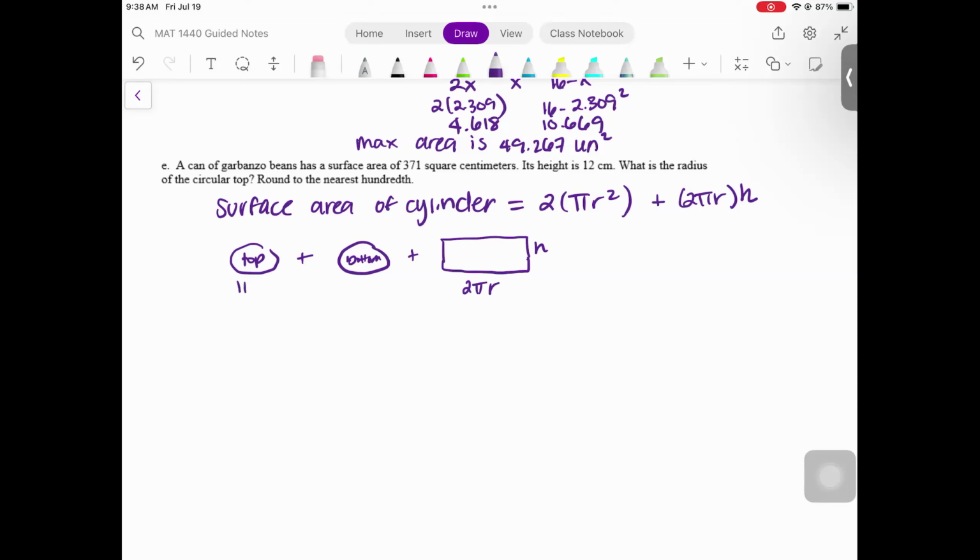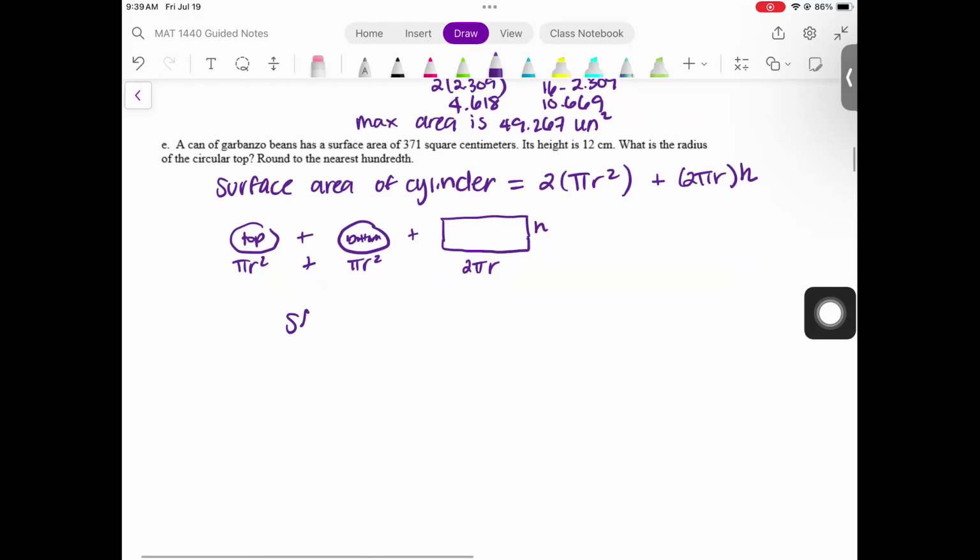Area of the top is going to be pi r squared. Area of the bottom is pi r squared. So that's how we ended up with the formula of 2 times pi r squared, that's the top and the bottom, plus the area of the rectangle, base times height, 2 pi r being that base length of the rectangular label times the height. So our surface area can be modeled 2 pi r squared plus, if I plug in 12 for my height, 24 pi r.